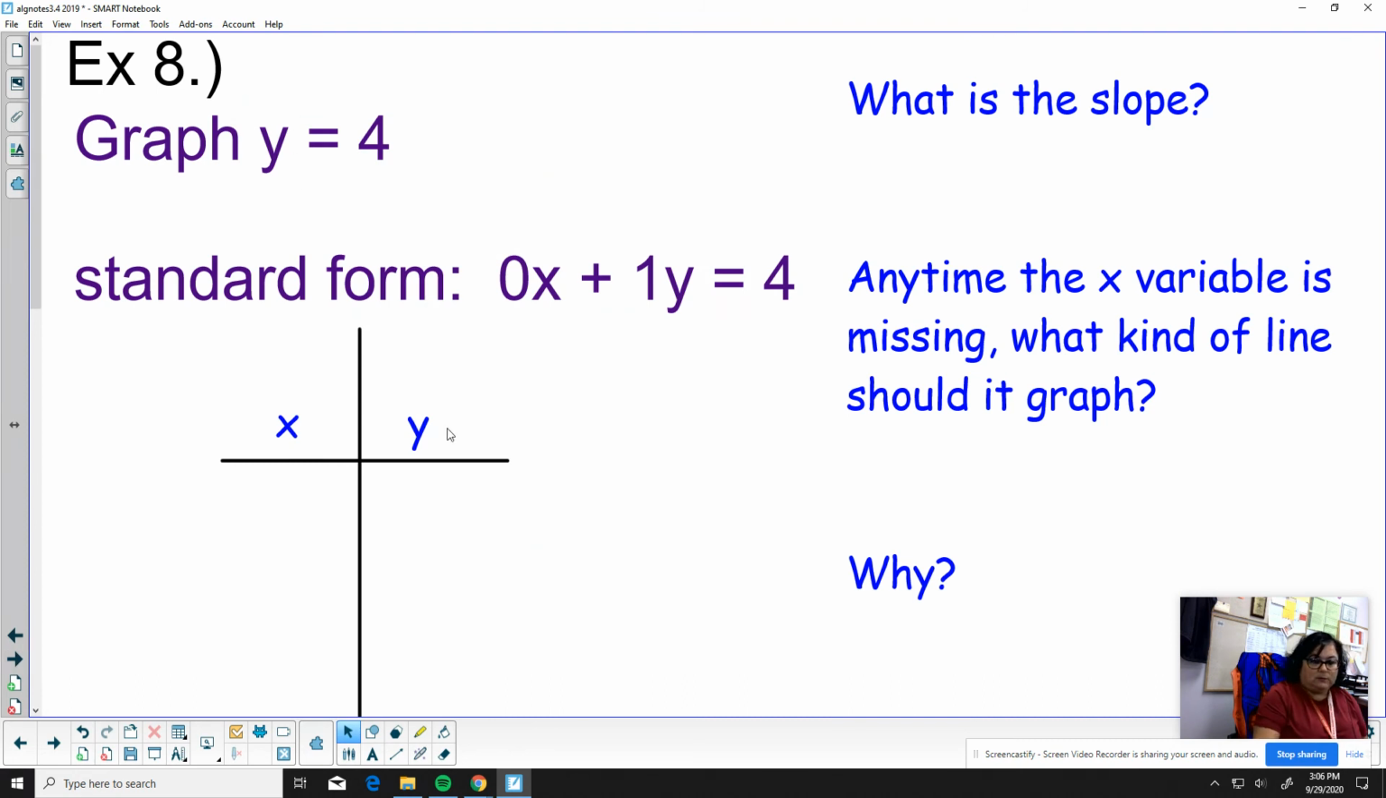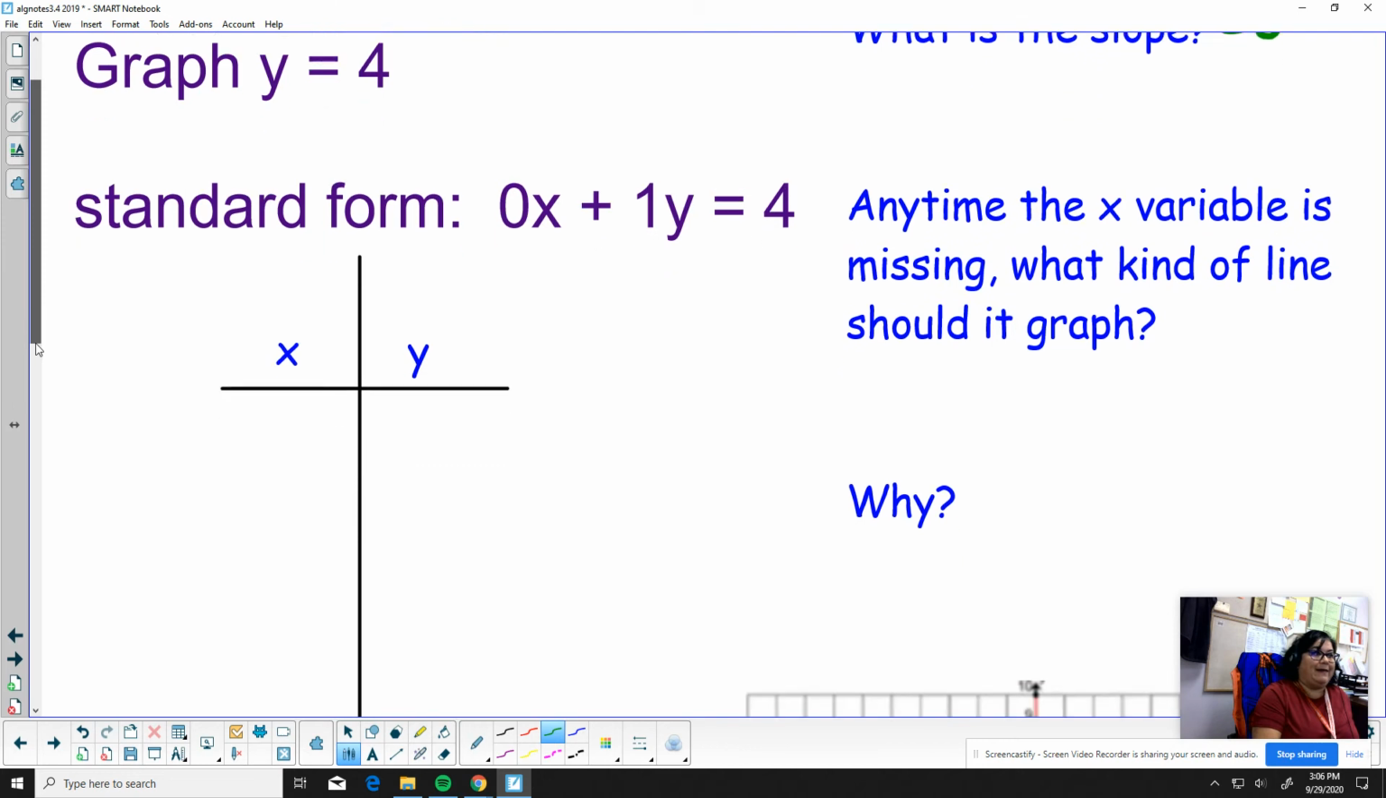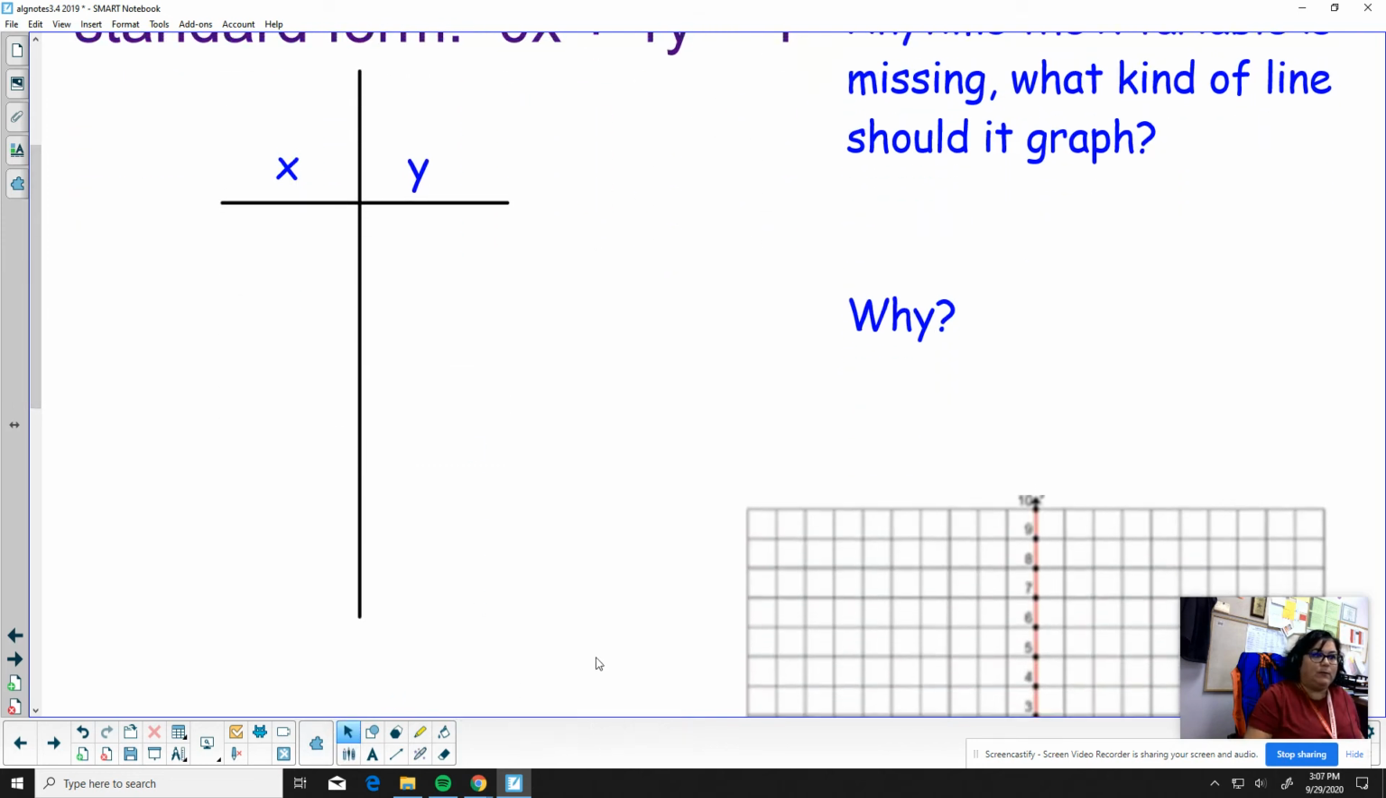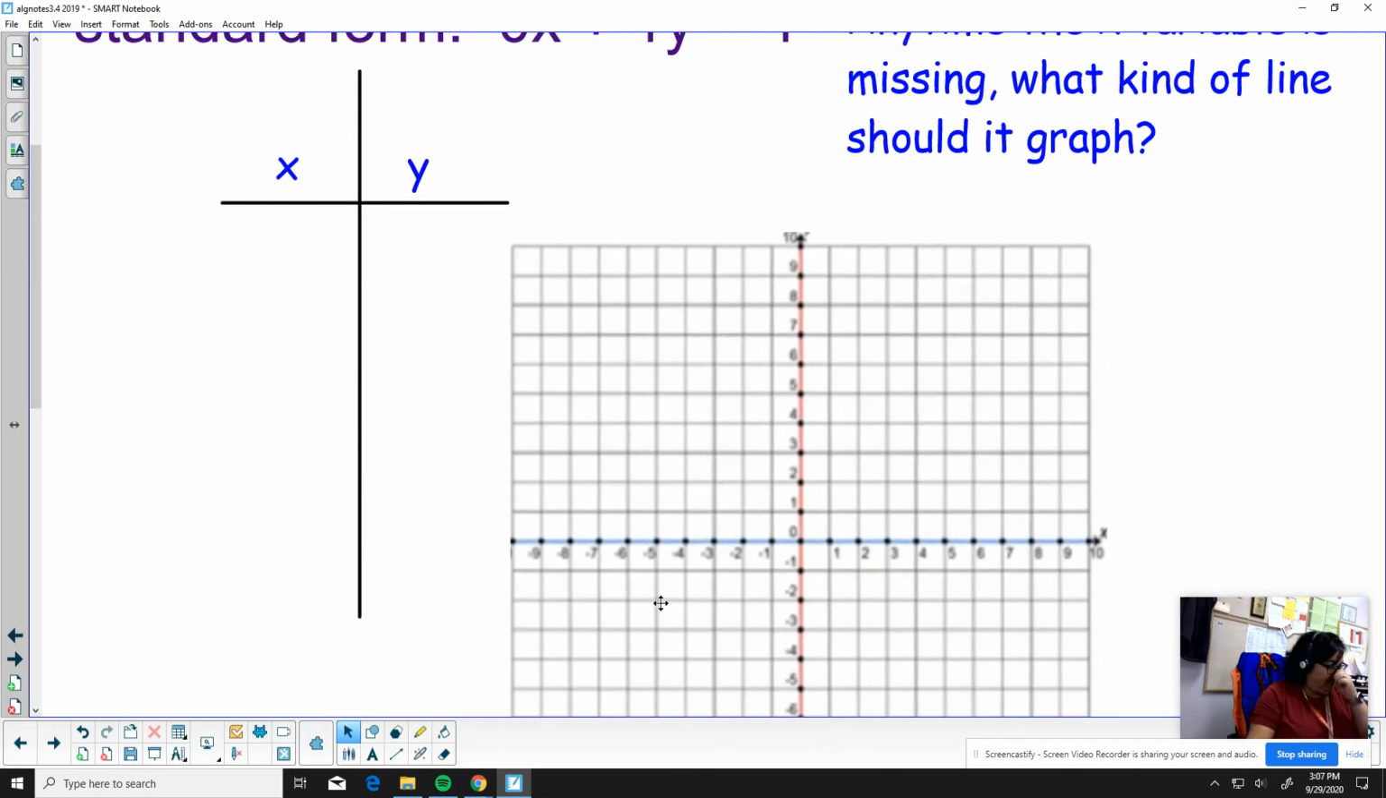Okay, so y equals 4. This one is horizontal. When there's no x, it's a horizontal line. It's flat. Okay, the slope of a horizontal line is 0. Okay, so again, I can just know that this is a flat line on 4, and some of you will be able to remember that with no problem, and some of you will not. You just won't remember it. So I know it's a flat line on 4 on the y.